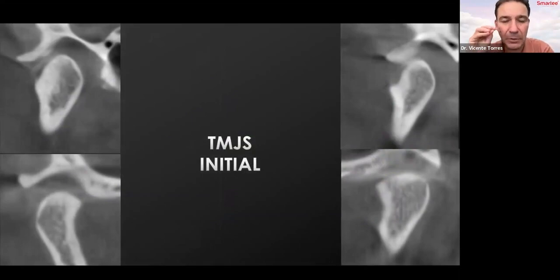But this is one of the most important pictures, the TMGs from the initial. So what happened here? We know the definition of the central relationship is the position of the condyle in the position of more upper, medial, in the glenoid fossa. So we can see here the condyle is not in central relationship. You can see on your right side, it's close to being outside of the glenoid fossa.